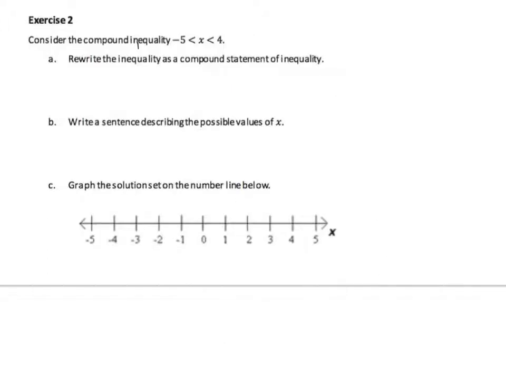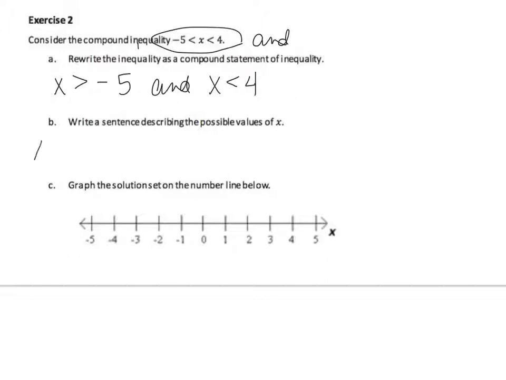All right, consider the compound inequality. Rewrite the inequality as a compound statement of inequality. Okay, when we see them like this, they are and statements. So we need to write them as and statements. This gives me x, Pac-Man eats the x, negative 5, and x, Pac-Man eats the 4. So there's my compound statement. So I've got x is greater than negative 5 and x is less than 4.